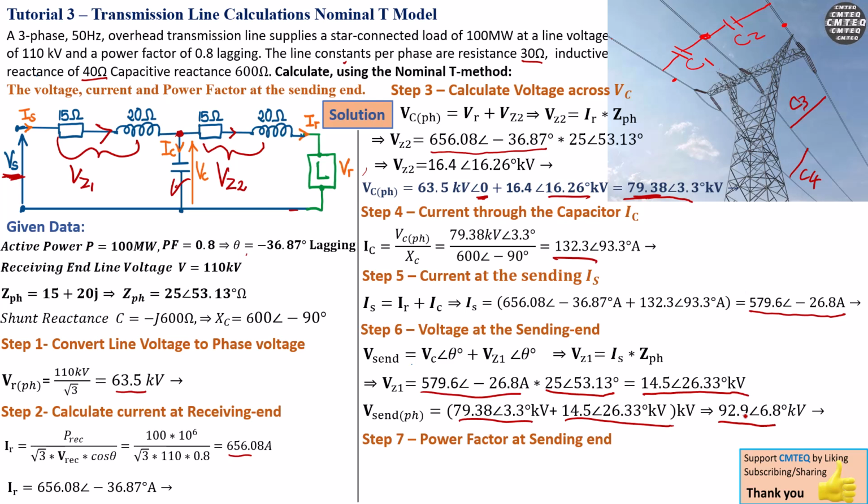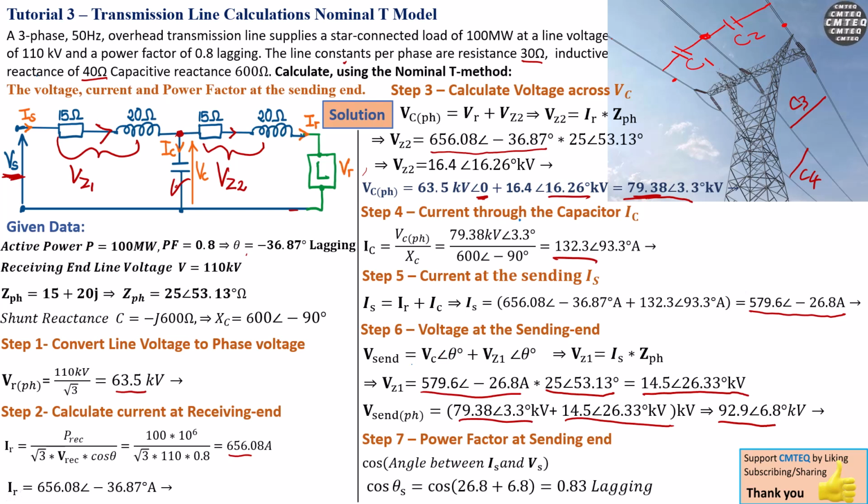Great stuff. Now moving on, step 7, the power factor at the sending end. Now this is very important because the power factor at the sending end is what's going to help you find the power at the sending end. Once you have the power at the sending end, like we said in the previous tutorial, you can find the efficiency and many other parameters that are necessary for your line. And the power factor at the sending end is always the combination of the angle of the sending end current with the angle of the sending end voltage. So that's cos of angle between Is and Vs.